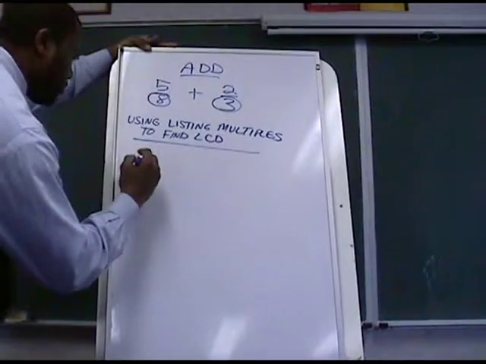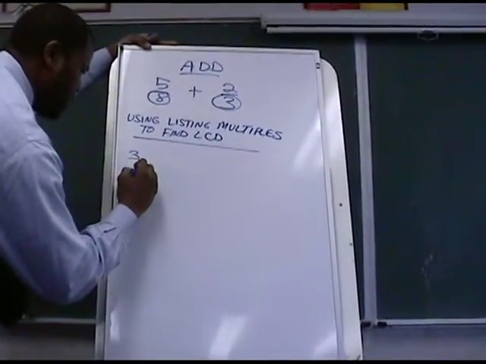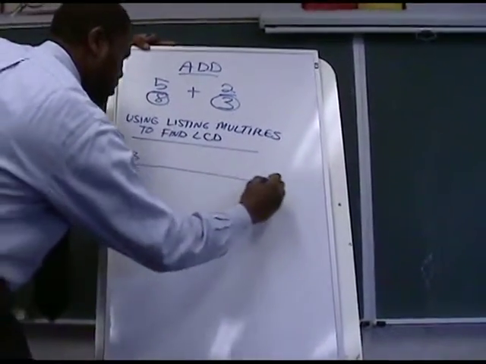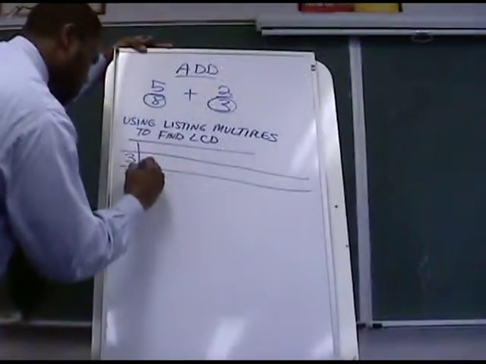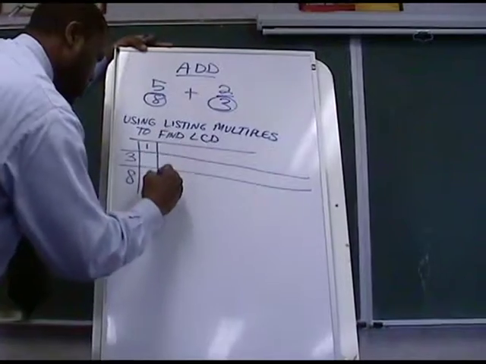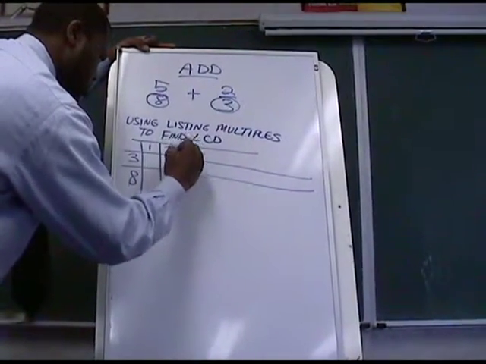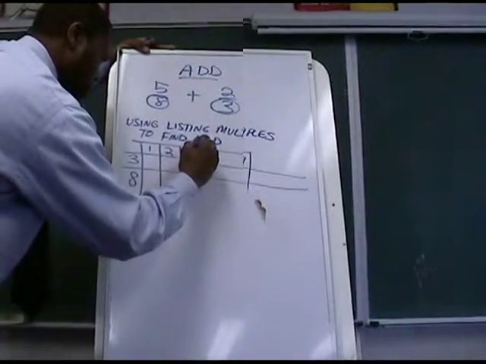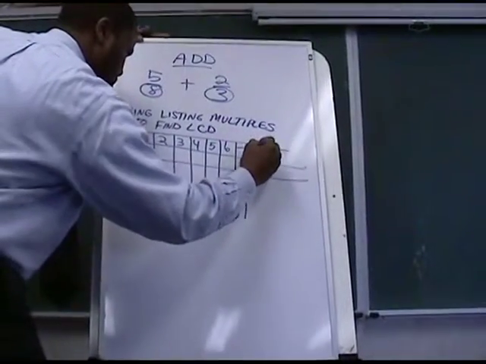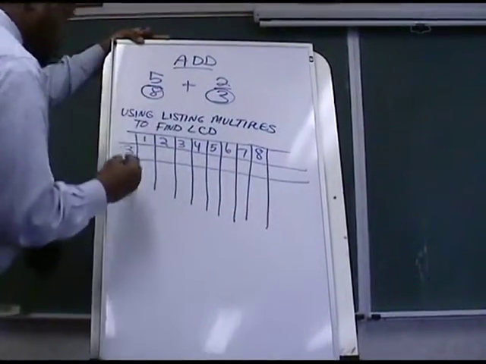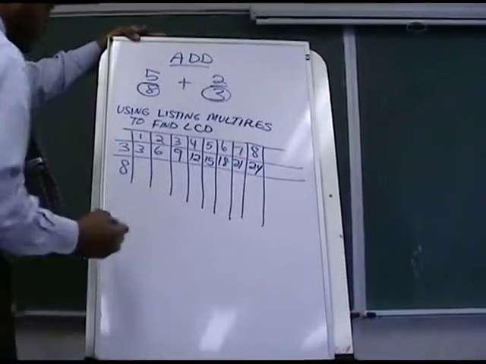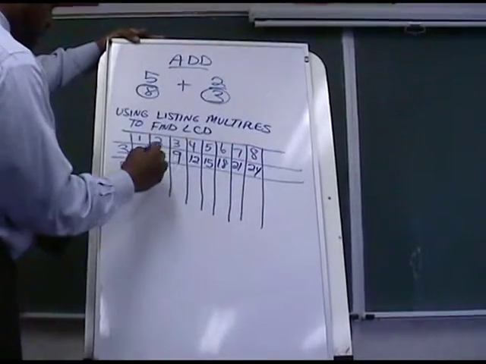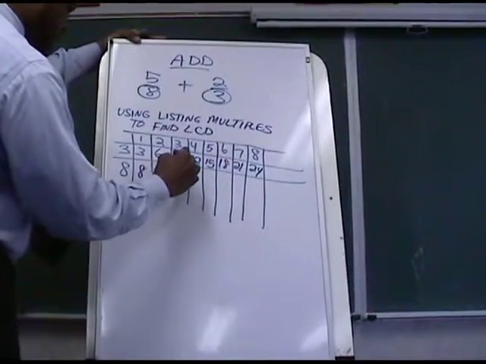So, we have 3 and we have 8. One, 2, 3. 3 times 1 is 3. 3 times 2 is 6. 8 times 1 is 8. 8 times 2 is 16. 8 times 3 is 24.